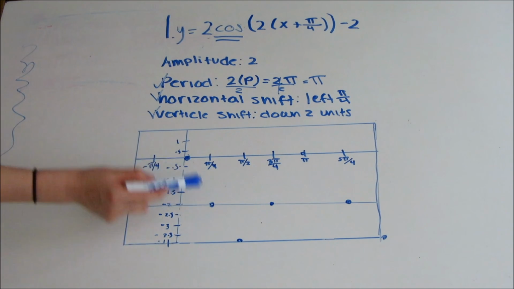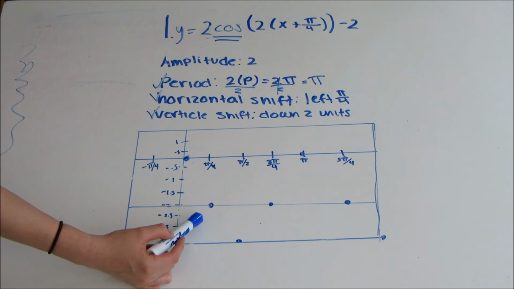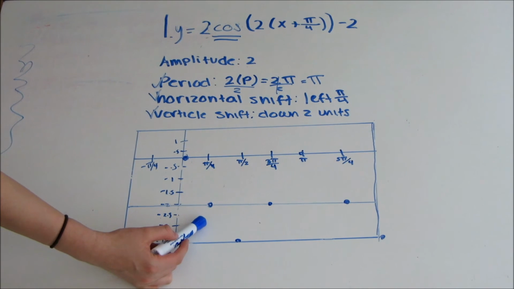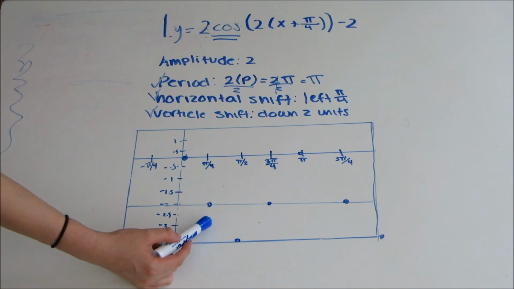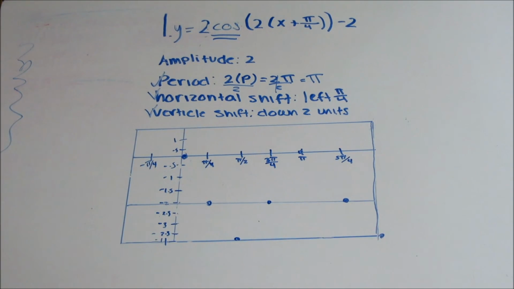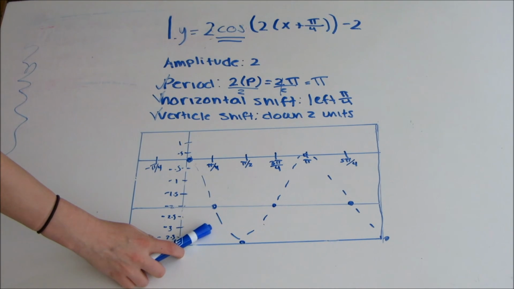Now that we've graphed all of our points, we have to connect them. And we cannot forget that the period has stayed the same consistently throughout, even though the cosine and the sine have altered. So this is our new function graph.